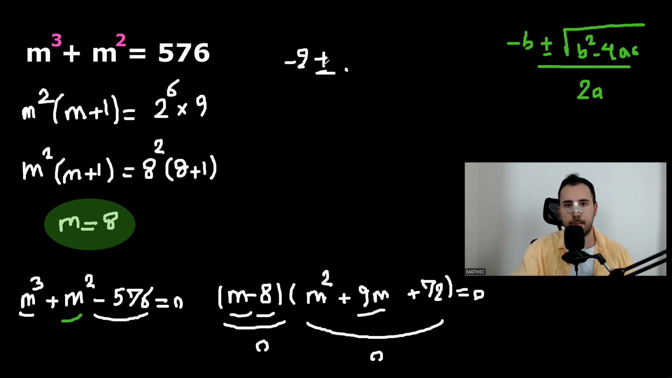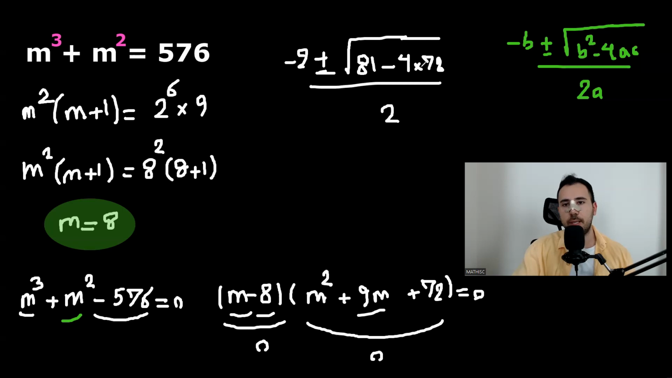Okay. B squared is 81. Minus 4 times c, which is 72. 4 times 72, divided by 2. 81 minus 288 will be 207. So I'm going to write it like this. But it's going to be minus 207.